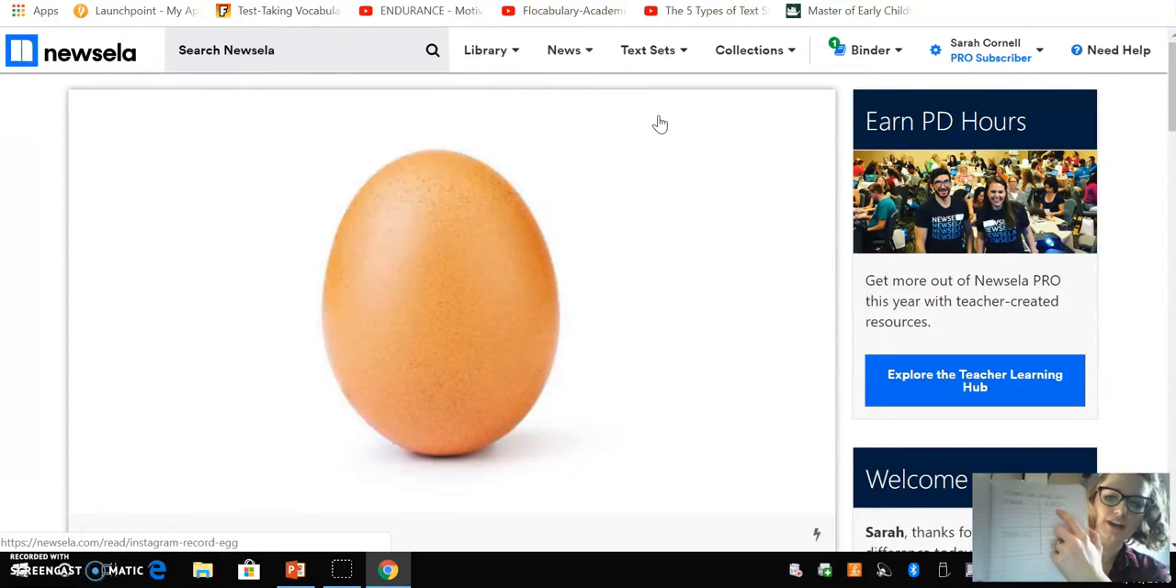I've got a section here. It says WIK. That's going to be for that background or schema. What do I already know? Down here I have main idea. And then I have a space for supporting details or those notes, those pictures that I may want to draw.